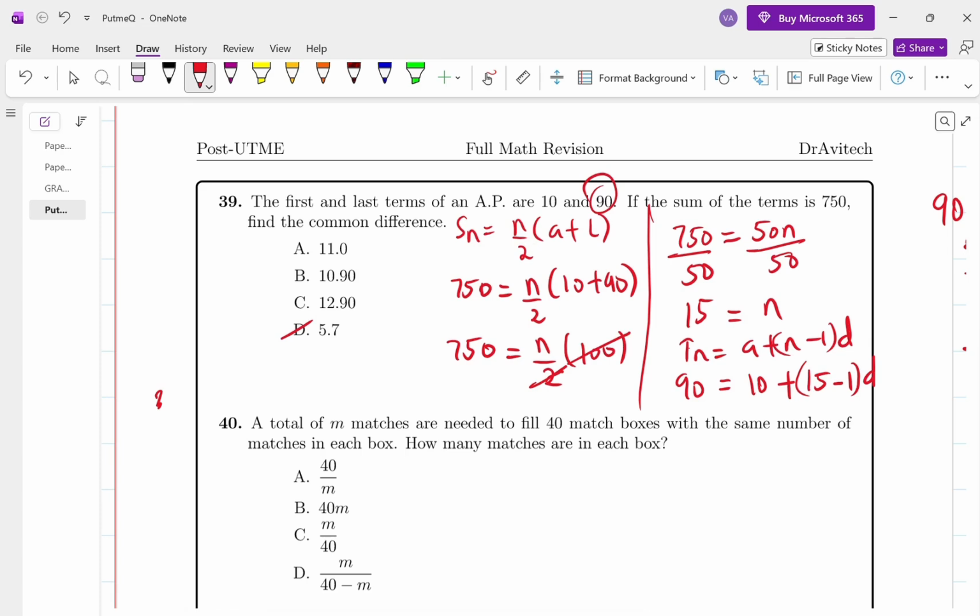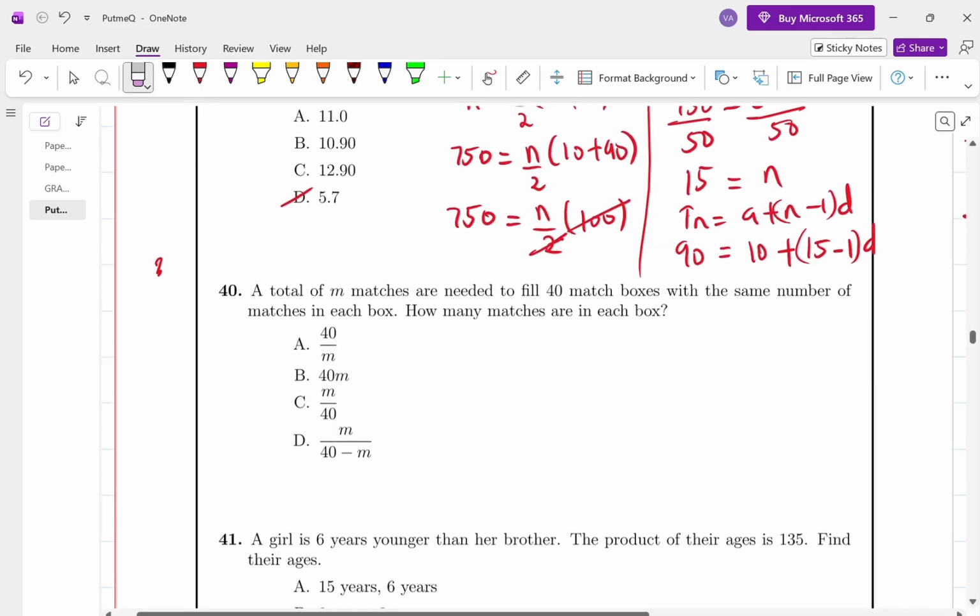Question 40. A total of m matches are needed to fill 40 match boxes with the same number of matches in each box. How many matches are in each box? So, we have m matches. It's just like saying we want to share 1 million with 40 people. If you are sharing 1 million with 40 people, one person is going to get 1 million divided by 40.